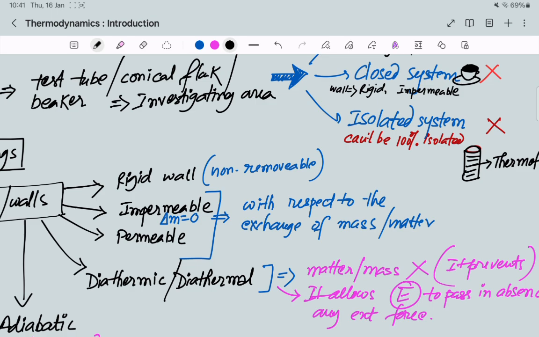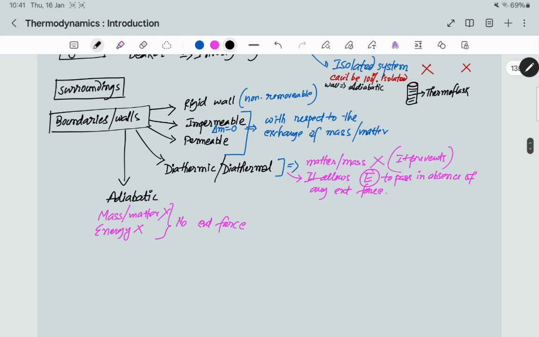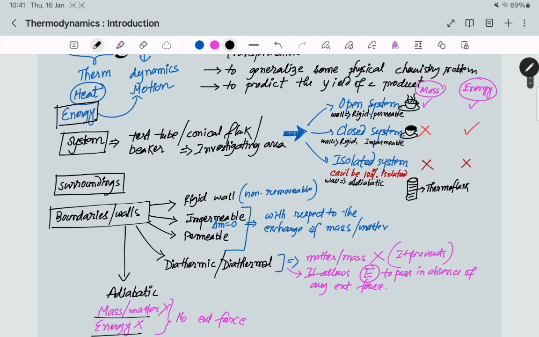At first write down in your copy, then I am telling. Yes, if anyone has written that the wall will be adiabatic, right? Because as you can see, adiabatic walls don't allow the exchange of mass or energy, and here in an isolated system we can't consider the exchange of mass or energy between the system and surroundings. So there we will use an adiabatic type of wall. Is it clear, everyone?